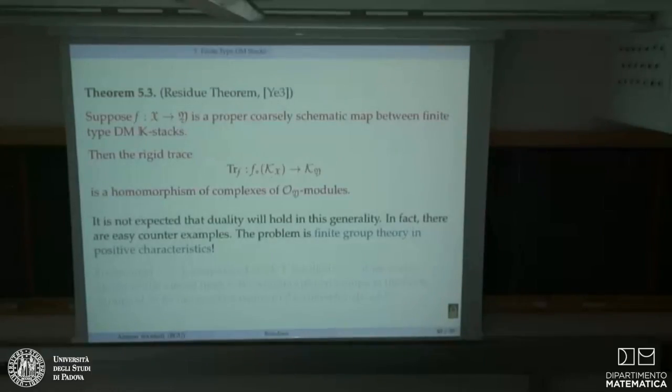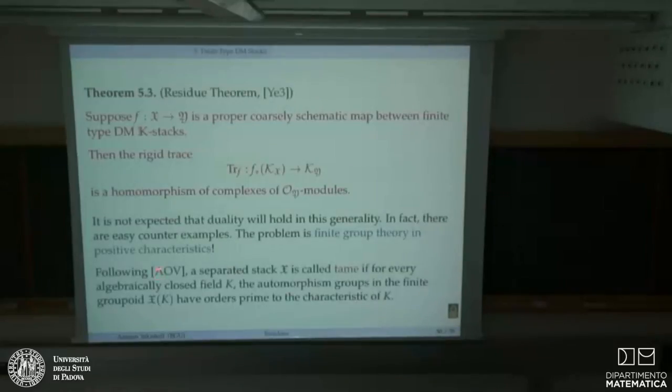In order to somehow ameliorate this, just several years ago, Abramovich, Olsson, and Vistoli introduced the concept of a tame stack. So the stack is called tame if, well, one way of saying it is, so we take some geometric point of our base ring, and then the corresponding groupoid, let's call it X of K prime, is now a finite groupoid, and you want the automorphism groups occurring in them to have orders prime to the characteristic of that algebraically closed field. So some of the geometry and the group theory are somehow transversal to each other.